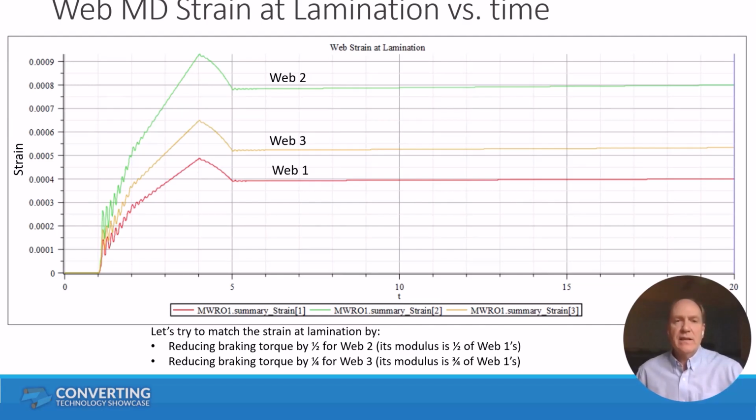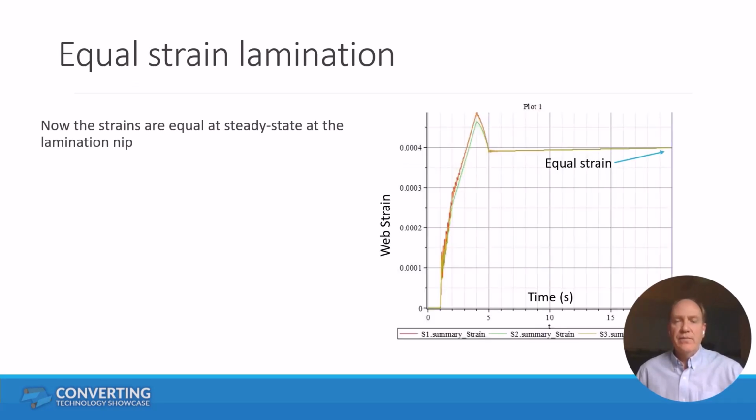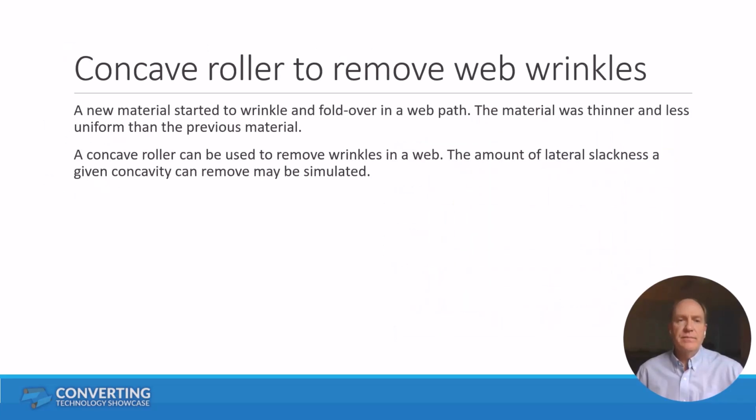So in this next simulation, we're going to reduce the braking torque on Web 2 and Web 3 to try to get them all to match up with Web 1. Now we see, after doing that change, we've gotten all 3 curves to lay on top of each other at steady state. And in the final analysis, the puckering went away because the relaxed lengths of each web were the same.